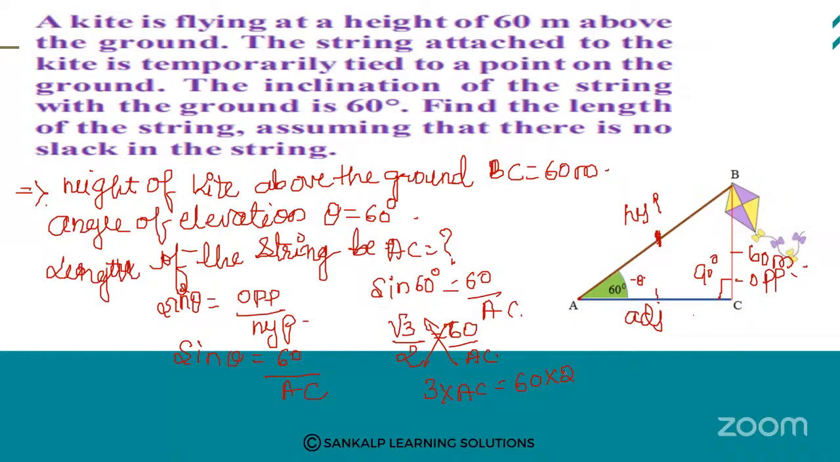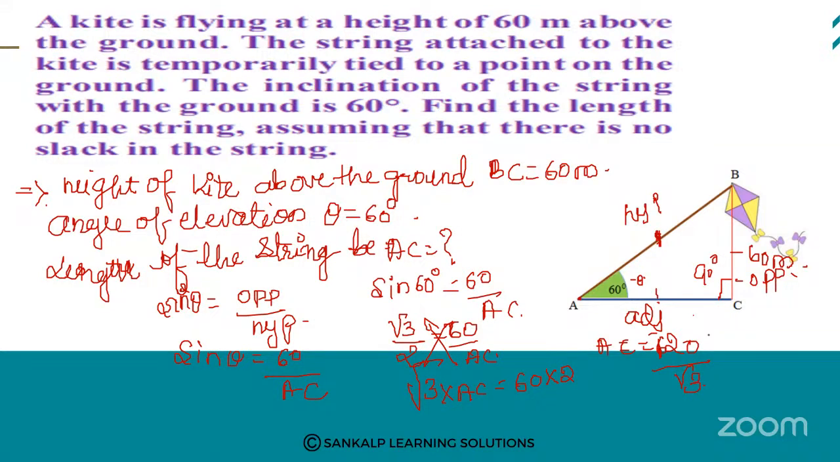Okay, 60 into 2. So this is root 3. Now, transfer this root 3 to this side. That means AC is equal to 60 into 2, which is 120 divided by root 3.